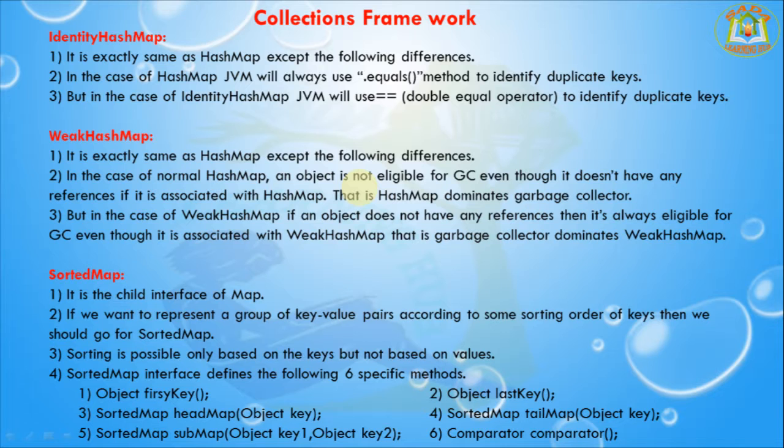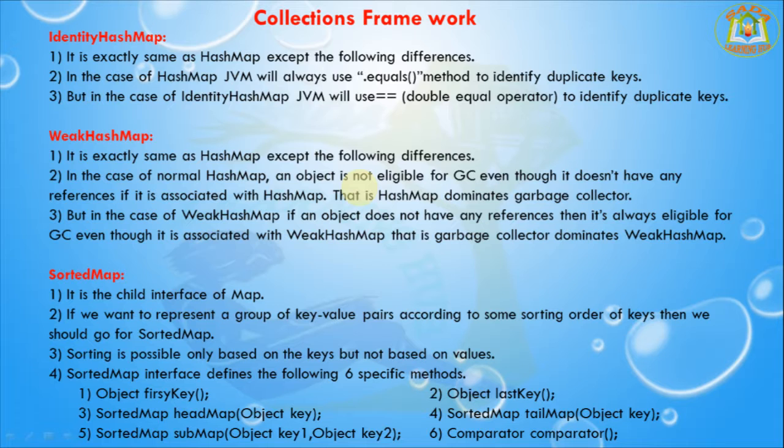Next, I'm going to discuss SortedMap. SortedMap is a child interface of Map. If we want to represent a group of key-value pairs according to some sorting order of the keys, then we should go for SortedMap. Sorting is possible only based on keys, not values. The SortedMap interface defines six specific methods: firstKey, headMap, subMap, lastKey, tailMap, and comparator. These methods are available in SortedMap.